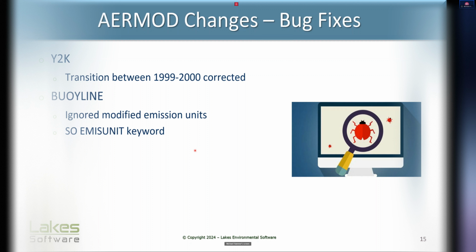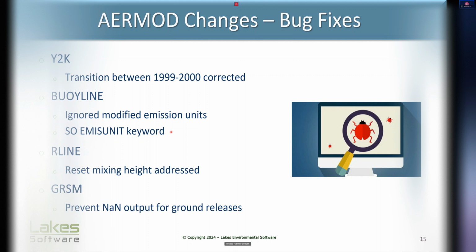The buoyant line source also underwent some bug fixes, as that source type was ignoring modified emission units as found on the source pathway's EMISUNIT keyword. So if you were modifying your units from the default grams per second input and micrograms per cubic meter output, your buoyant line sources were not reflecting that change in earlier versions of AERMOD, but that has been addressed. R-LINE underwent some minor adjustments as well for the resetting of the mixing height, and the GRSM method for NO2 conversion now has some additional checks for preventing not-a-number output.